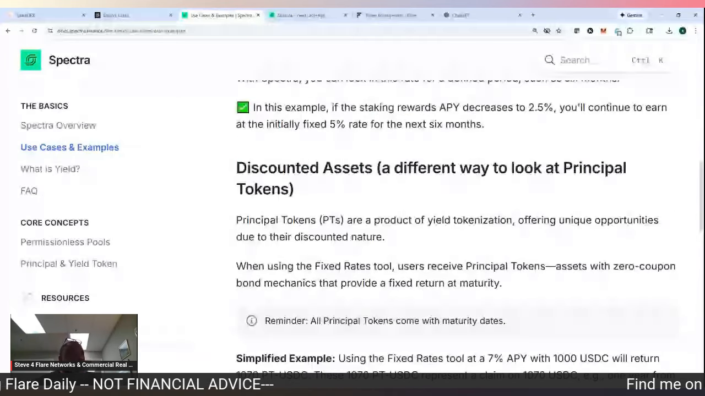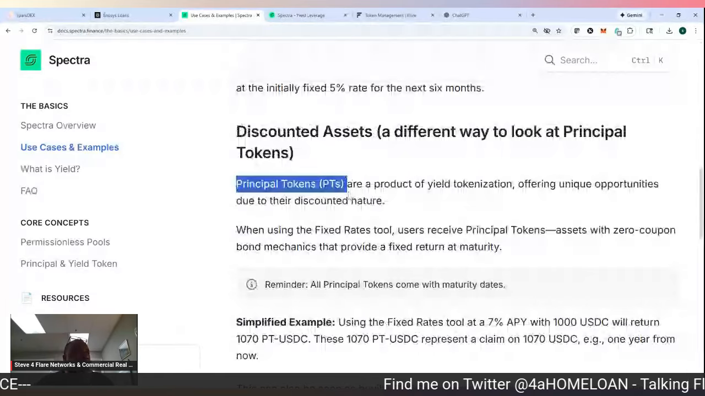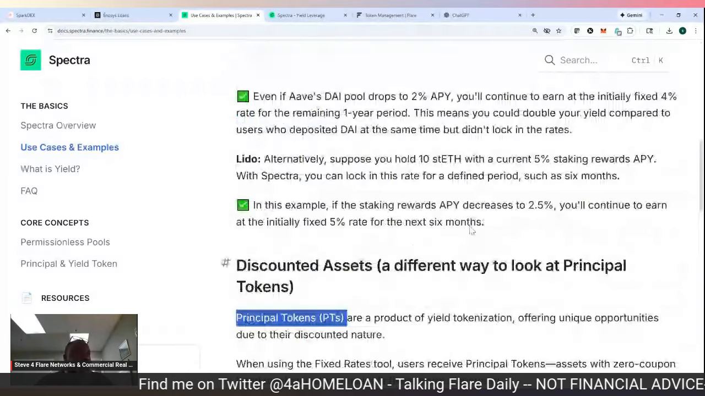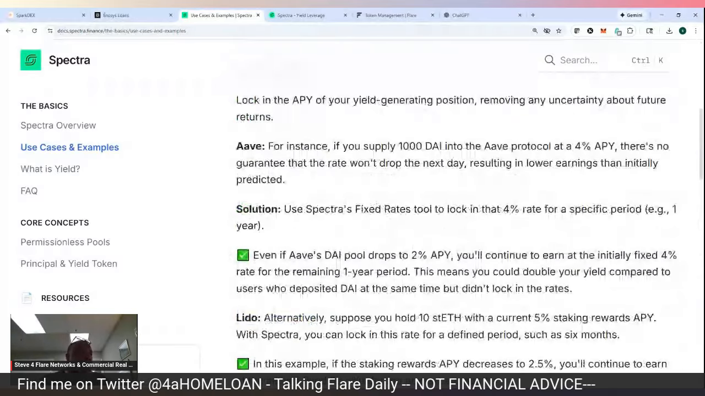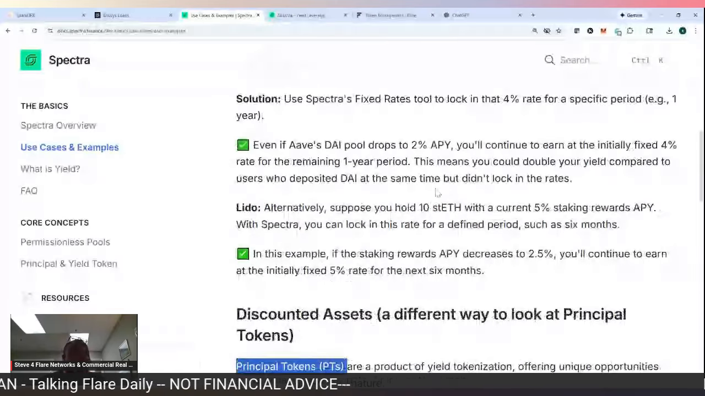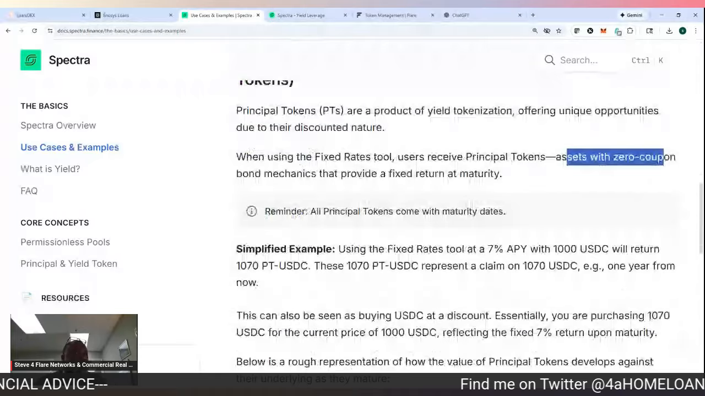Fixed rate. Another way to look at it is your principal token, or PTs. You're buying it at a discount, essentially, right? So that Flare token or whatever that DAI is in 6 months or a year with interest is going to be worth so much more than what it is today. So you're kind of locking in or buying it at a discount, kind of like a bond, right? Zero coupon bond mechanics, right?